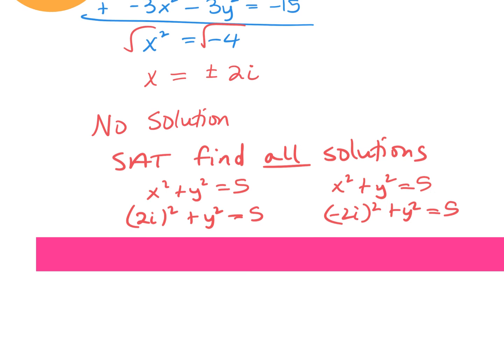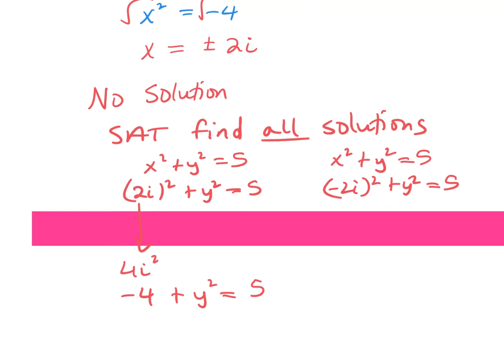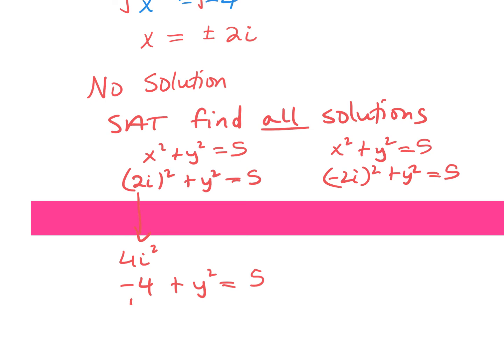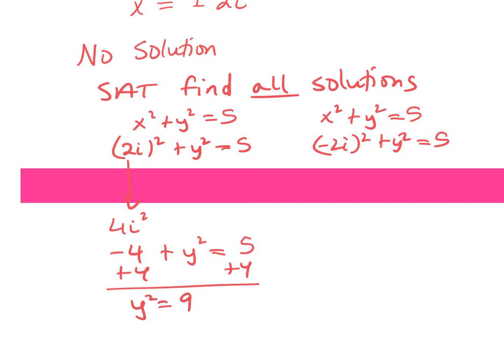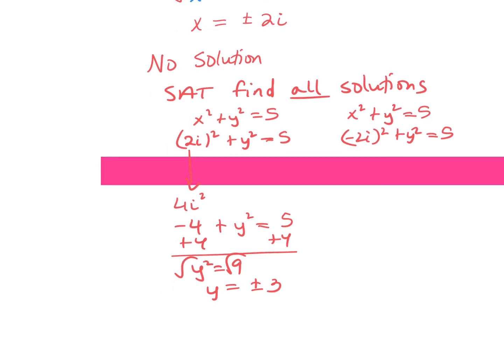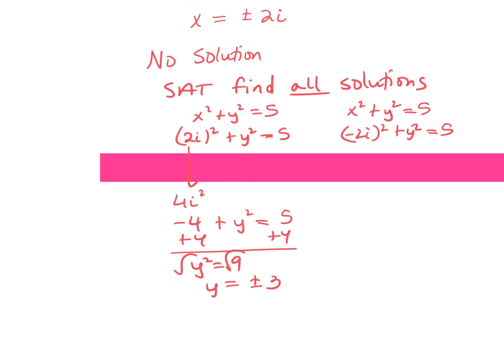I'm going to get the same thing either way, but this now turns into a 4i squared. And remember, i squared equaled negative 1, so this is really negative 4. And then rewrite the rest of the equation. And then if I add 4, y squared equals 9, square root it, and y equals plus and minus 3. So we've got different answers here. So we got 2i, comma 3. 2i, comma negative 3 would be 2 of our answers.